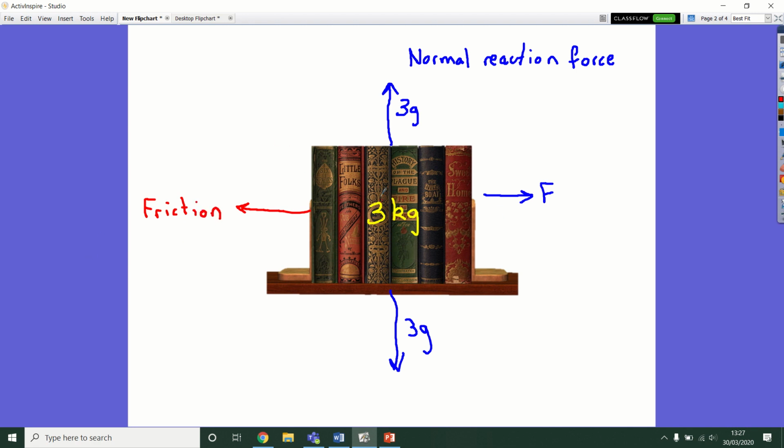Okay, but the important bit is that you've got weight, that's mass times acceleration, and then if it's resting on the shelf, then you've got this normal reaction force as well. Okay, keeping it upright, not letting it fall through.